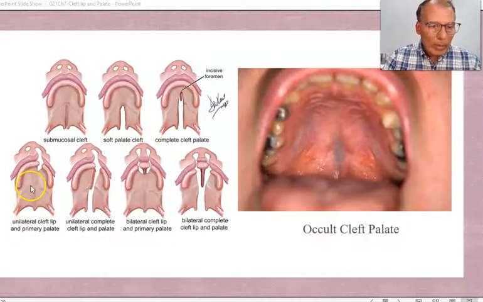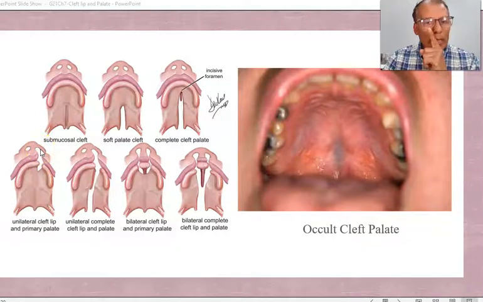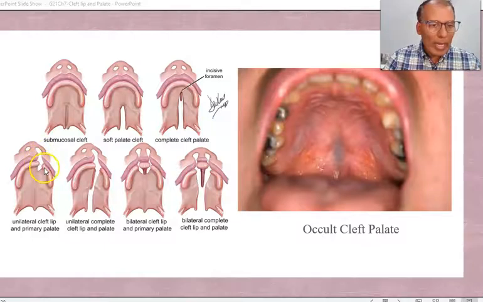So in this image you can see a unilateral cleft lip. Unilateral means from one side. So here on one side the lip is cleft, it doesn't fuse, and also the anterior palate is not fused. So that is a unilateral cleft lip and primary palate. Then if you go to the next one, that is a unilateral complete cleft. The entire palate, from beginning to the very end, is just not fused. The tissue doesn't meet.